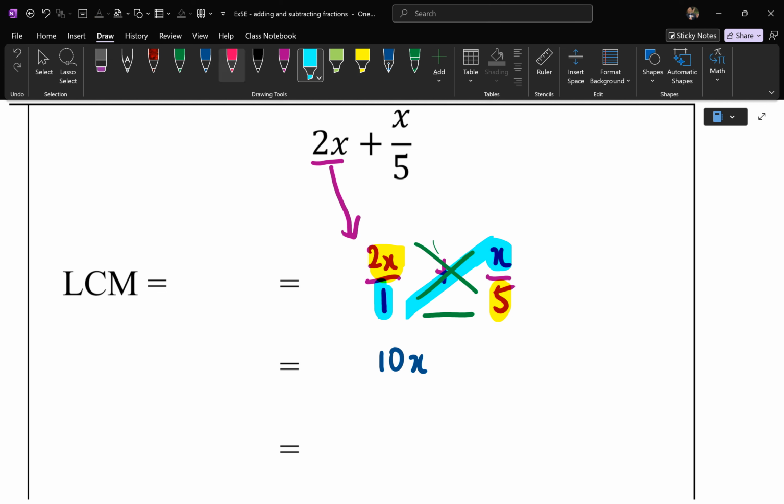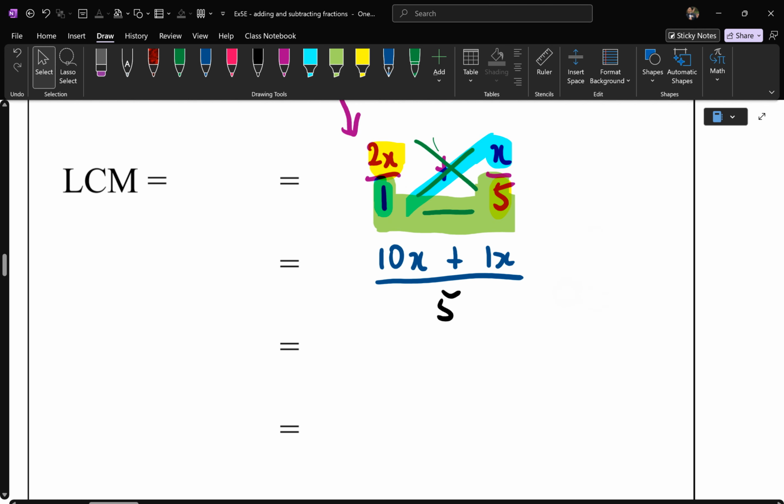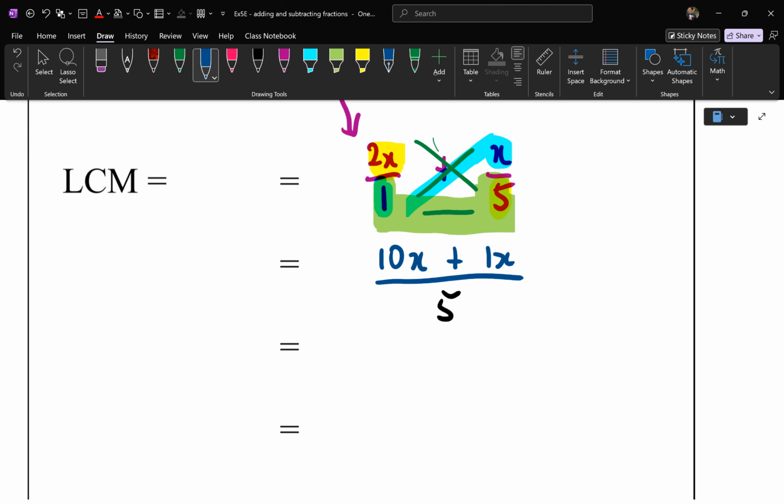What's 1 times x? 1x. Very good. Divided by, and then on the bottom, 1 is paired with a 5 down here. What's 1 times 5? 5. So on the bottom, it's a 5. But if you look at the numerator, can I add 10x and 1x? Yes, they're like terms. So what's 10x plus 1x? 11x. So your final answer is 11x over 5.